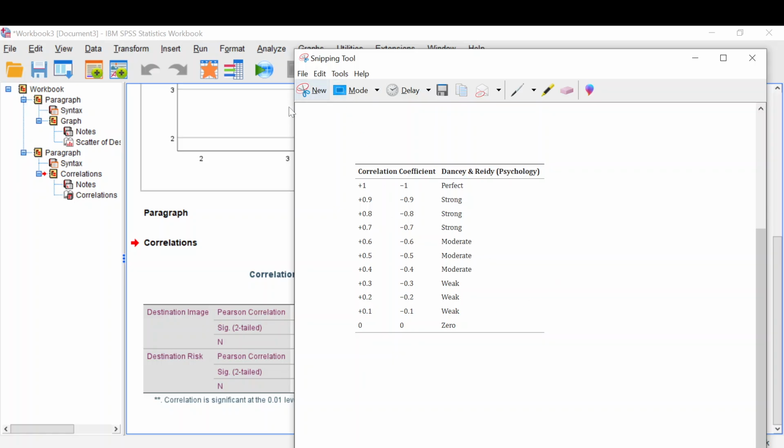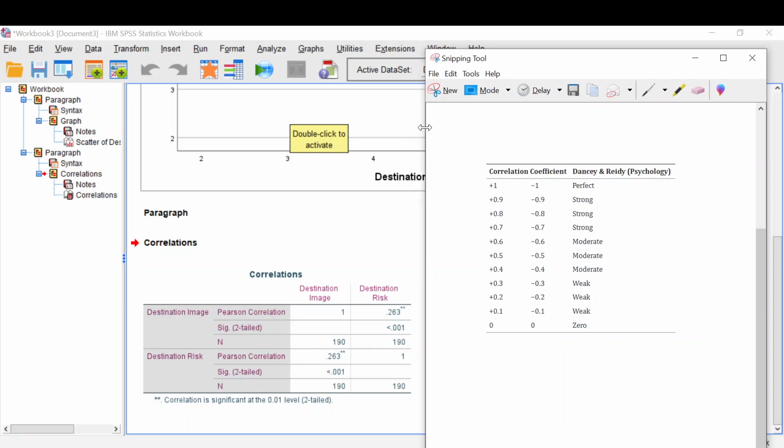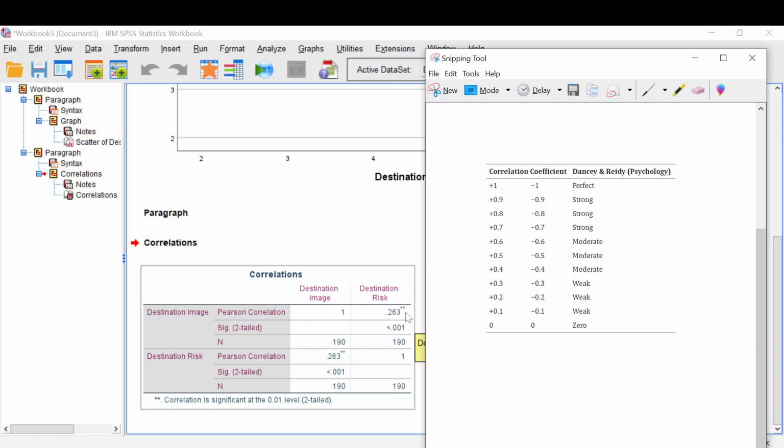So here we have destination image and destination risk, and they are correlated at 0.263. Remember, we're not talking about this 1 here. This 1 is saying that destination image is perfectly correlated with destination image. That makes a lot of sense. It's the same variable, so that should be 1 there.